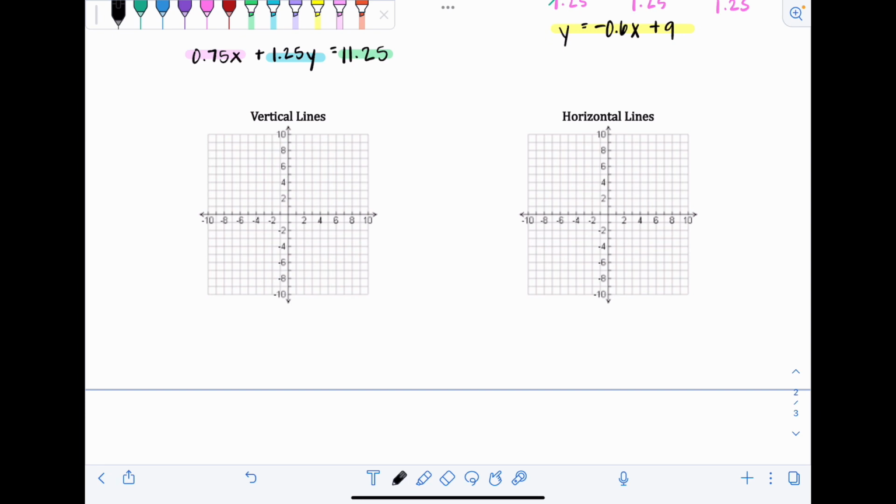Let's say I wanted to graph... actually, I'm going to draw one on here. See, I changed my mind. Okay, so let's say I draw a vertical line right here. And that's kind of off center. I wanted it to go through the 4. Okay, so I draw a vertical line right there.